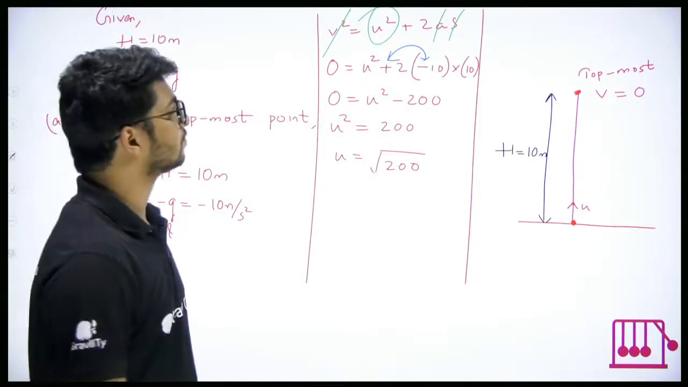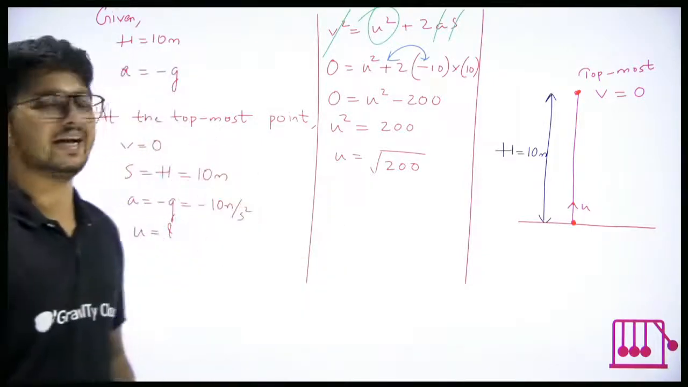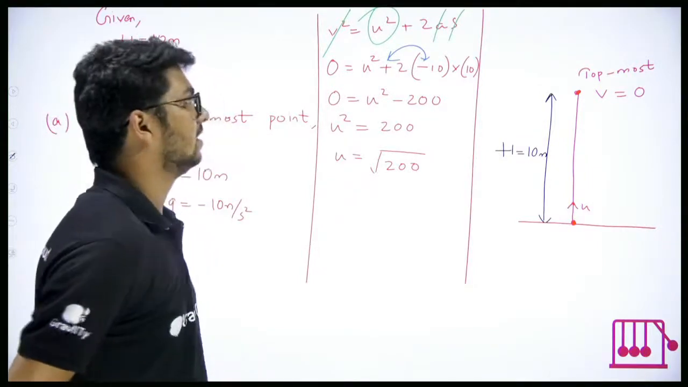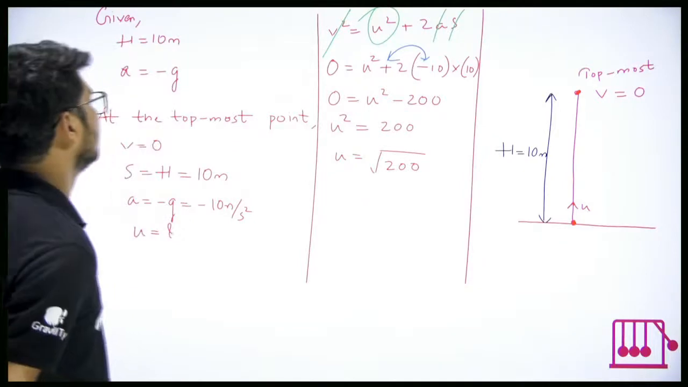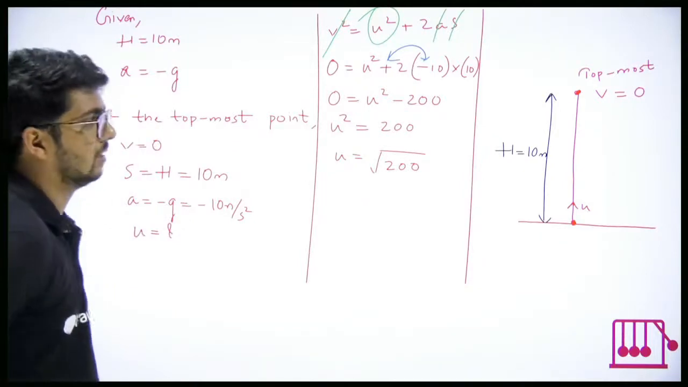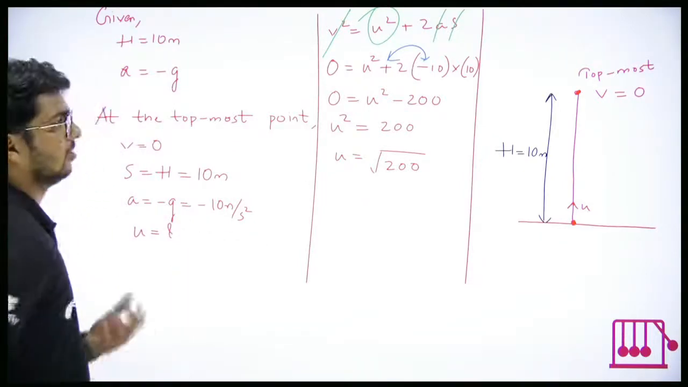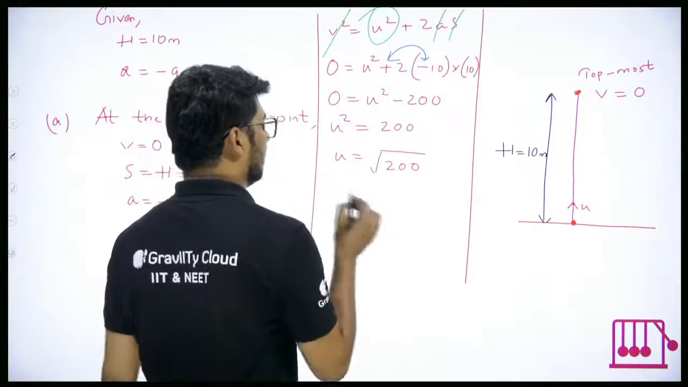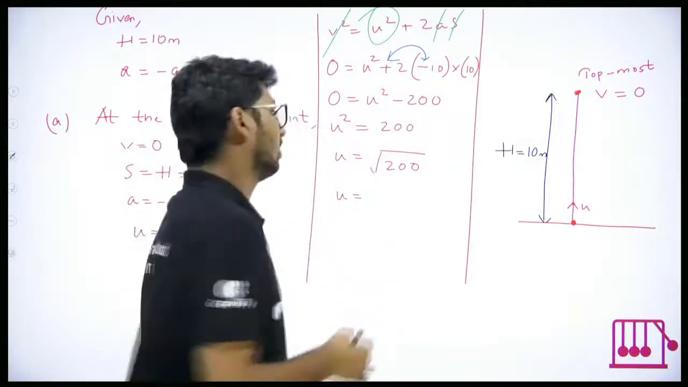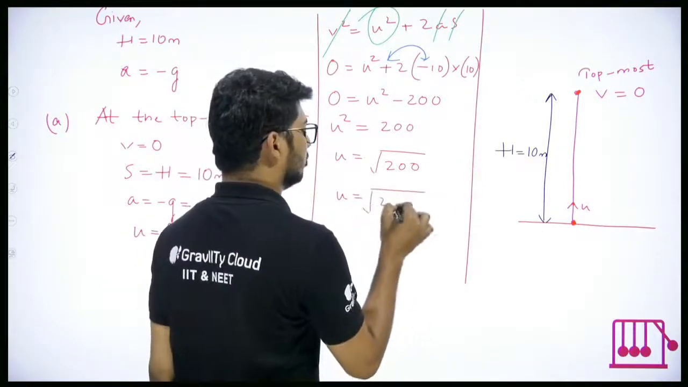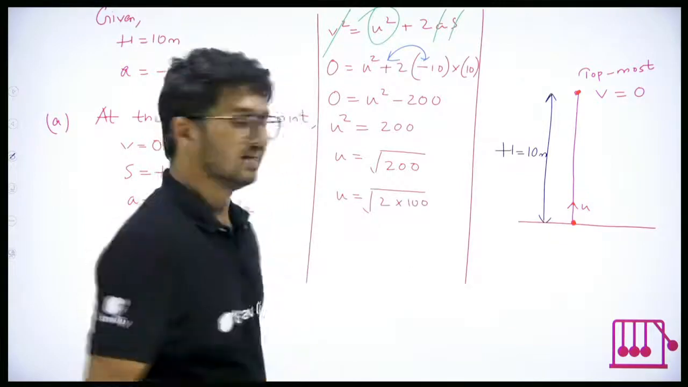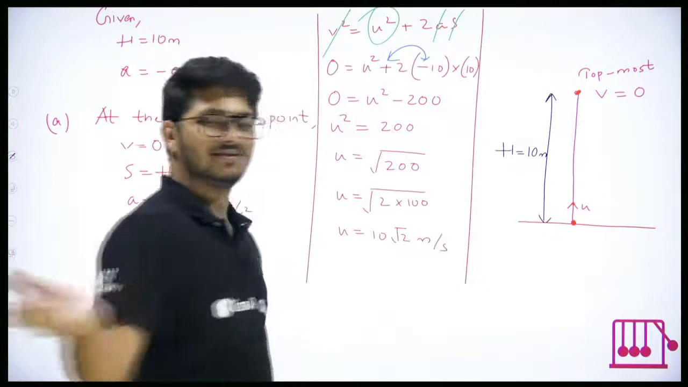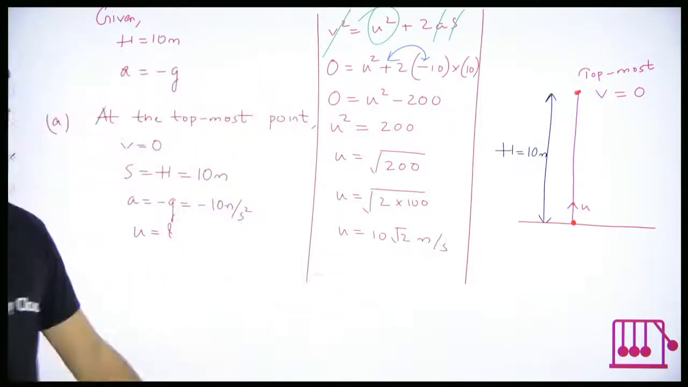Just a minute. I think if we take g as 9.8, 9.8 into 2, 98, that I think becomes much easier. Okay, let's do it this way, but I'll also show you by taking g is equal to 9.8. So here u is equal to under root of 200. Now what can you write under root of 200 as? It is 2 into 100. Under root 100 is 10. So u is equal to 10 root 2 meter per second. There you have it. You got the answer.